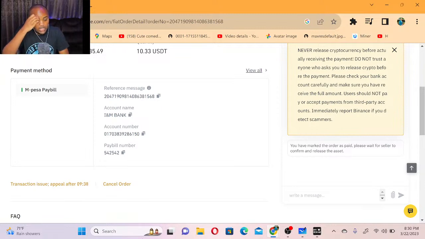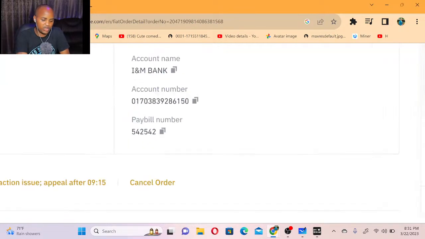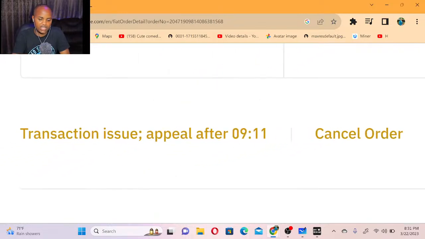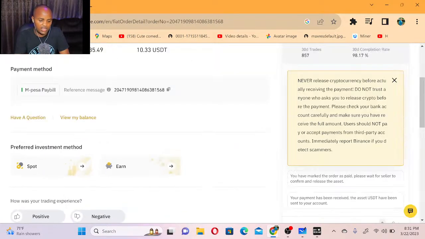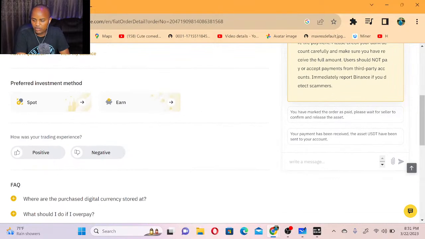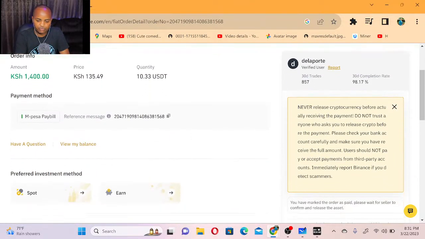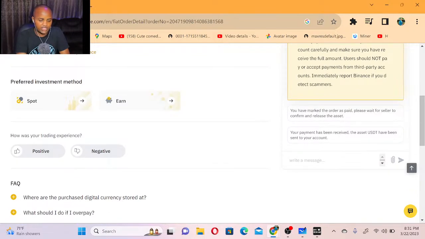So what will happen over here is that he either approves the money, or if he fails, note this, if he fails to release those USDT that I've bought to me, then definitely I have the proof of M-Pesa here that I've sent. What I will just do over here is come to the place called appeal. You can see appeal here, transaction. If this time ends, like 9 minutes ends without him releasing, then I'll click appeal. But you can see it actually released. Yes, actually released. That's why you see that time is no longer counting.